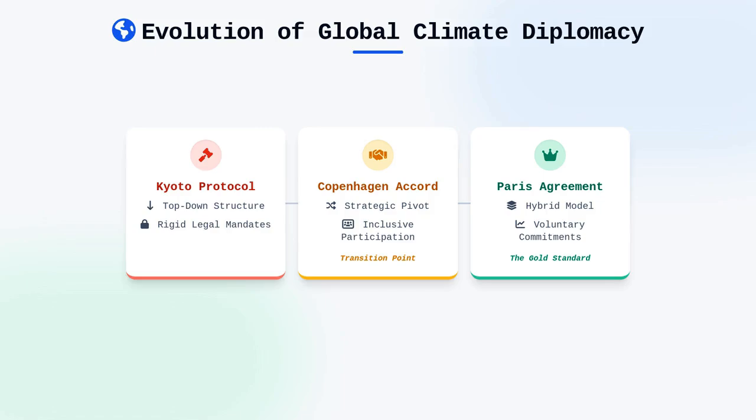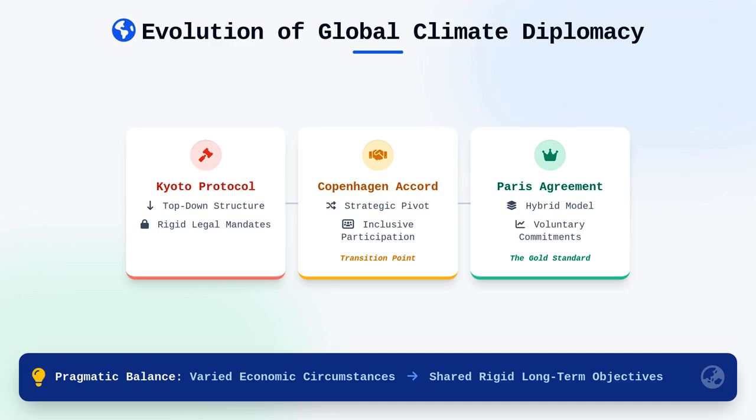This evolution eventually culminated in the 2015 Paris Agreement, which represents the current gold standard for global climate ambition. Unlike the top-down legal structure of Kyoto, the Paris Agreement utilizes a hybrid model of voluntary national commitments supported by transparent reporting. This shift reflects a pragmatic understanding that global cooperation functions best when it allows for varied economic circumstances while maintaining a shared, rigid, long-term objective.